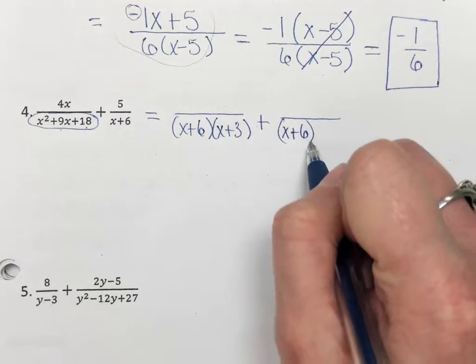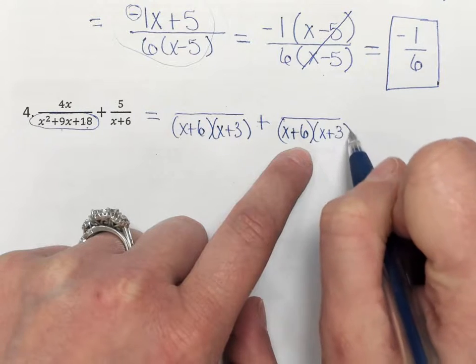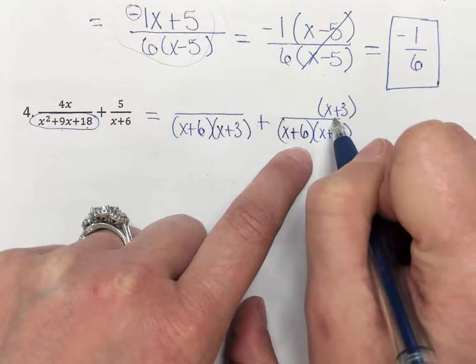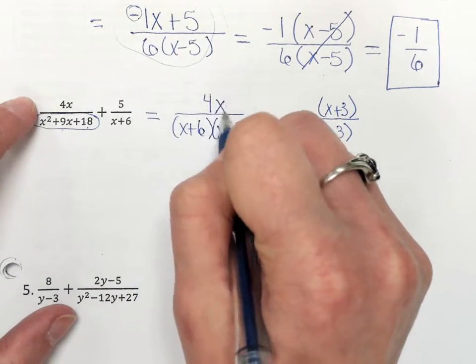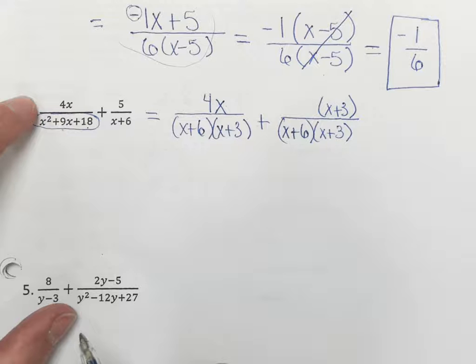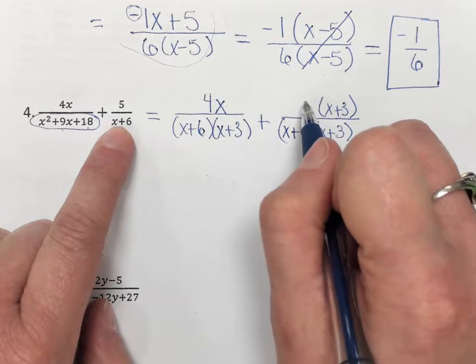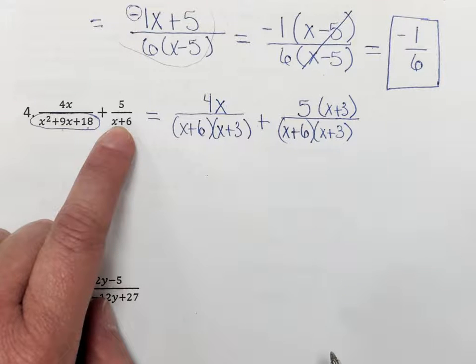All right, now here's the thing, though. If you multiplied by x plus 3 on the bottom of this one, you've got to multiply by x plus 3 on the top. Okay, so I didn't touch the first one. I didn't do anything but factor the first one, so the top is just going to be 4x. But the second one I multiplied by that x plus 3, so it's going to be 5 times x plus 3. Are y'all okay so far?